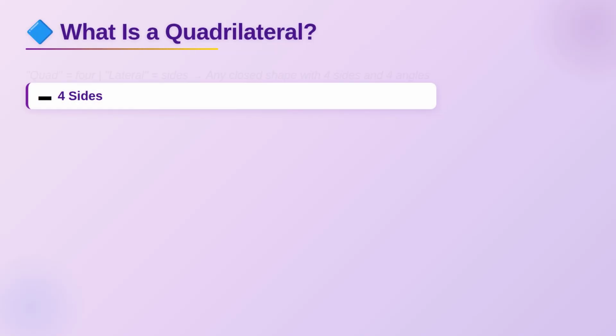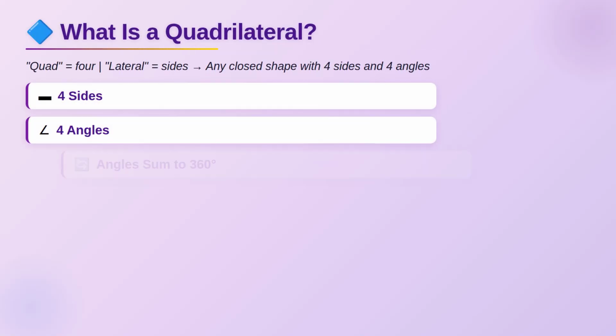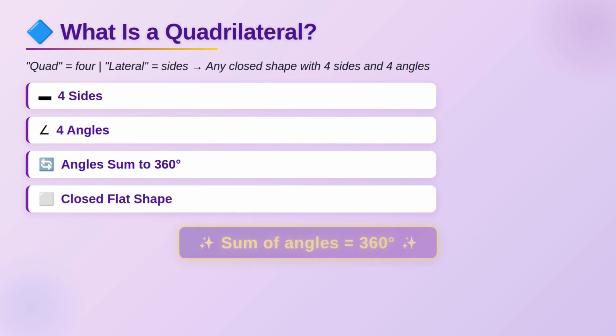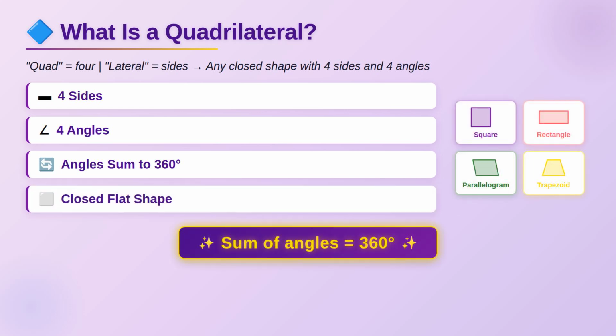Before Maya can tackle her worksheet, she needs to know one big idea. What even is a quadrilateral? It's actually simpler than it sounds. Quad means 4, and lateral means sides. So a quadrilateral is any closed flat shape with exactly 4 sides and 4 angles. Here's a cool fact. No matter what quadrilateral you're looking at, its 4 angles always add up to exactly 360 degrees. Always. Maya writes that down first. It's her secret weapon.